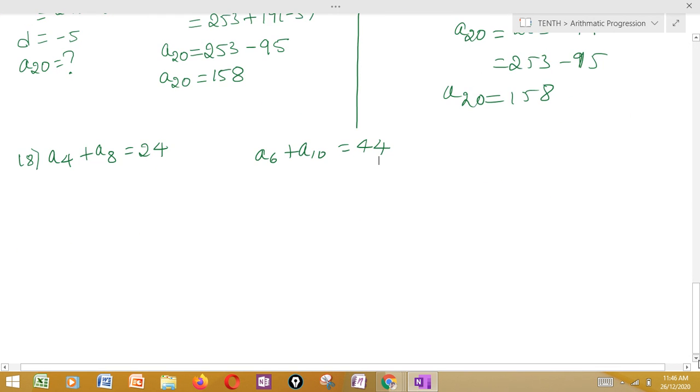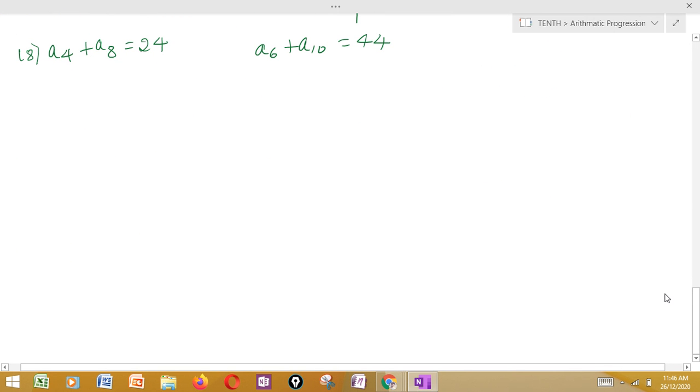So here a4 plus a8 is 24 means, how can you write this? a4 is a plus 3d. What about a8? a plus 7d. So a plus 3d plus a plus 7d is equal to 24.